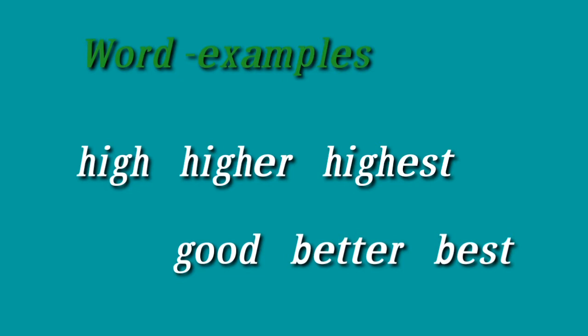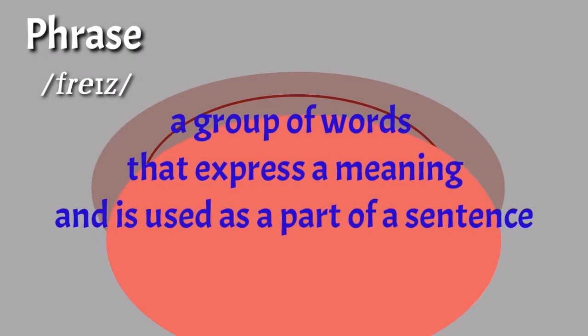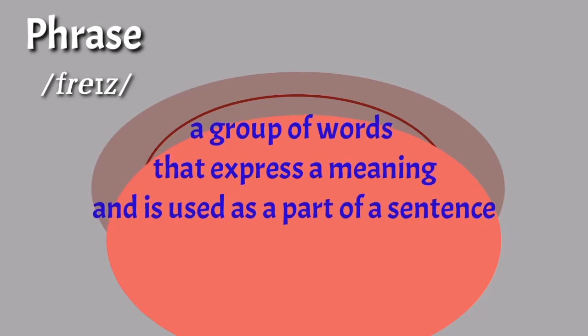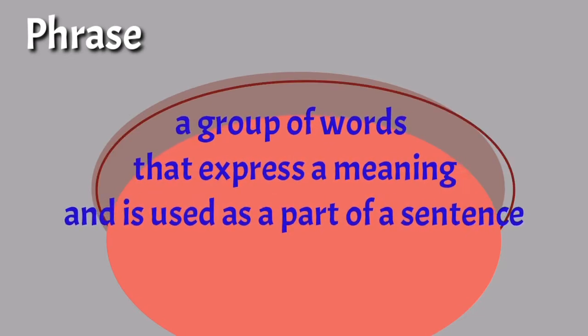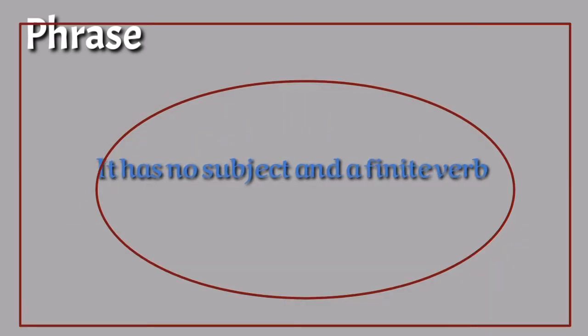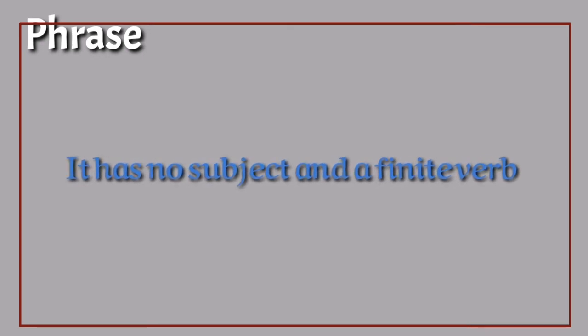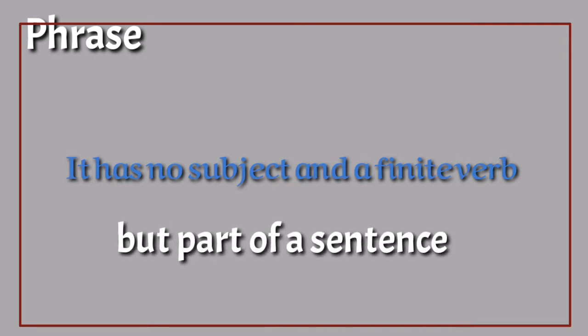Next, let's go into the explanation on phrase. It's a group of words that express a meaning and is used as a part of a sentence, but there should not be a subject and a finite verb. It is also a part of a sentence. Let's have some examples of phrases in a sentence.